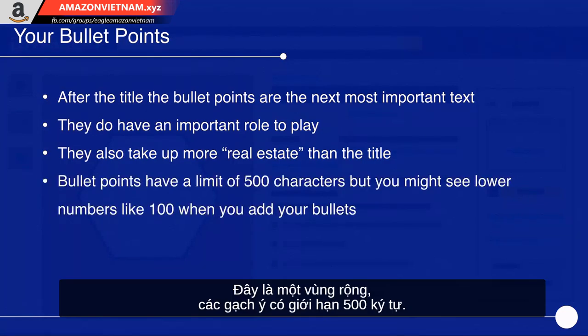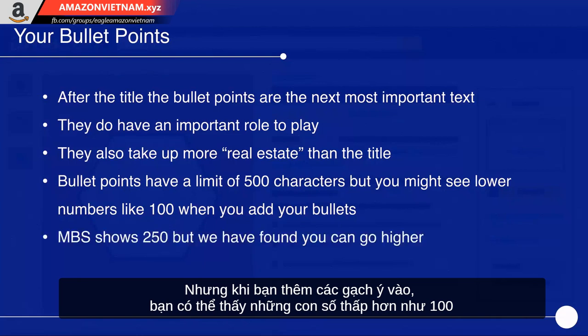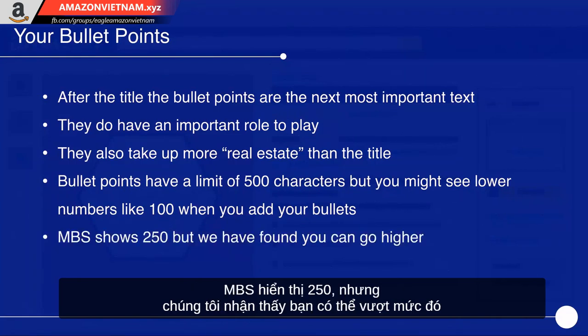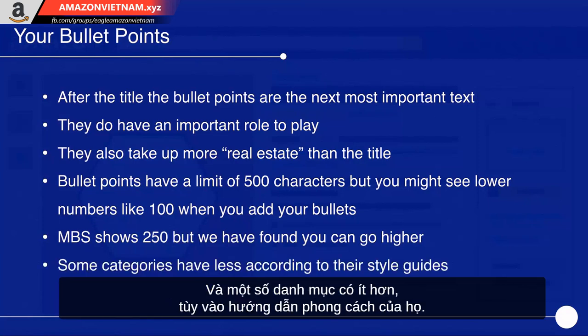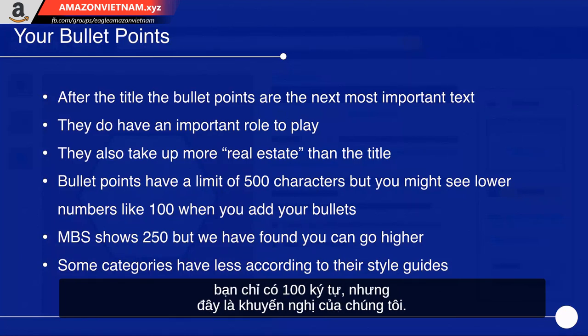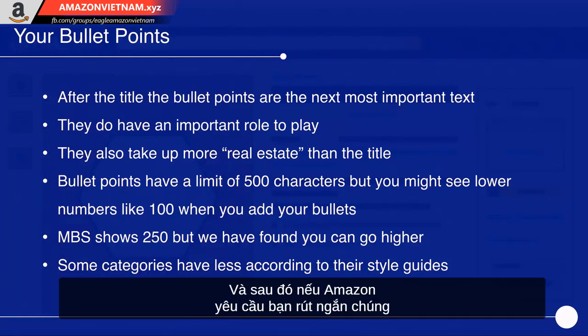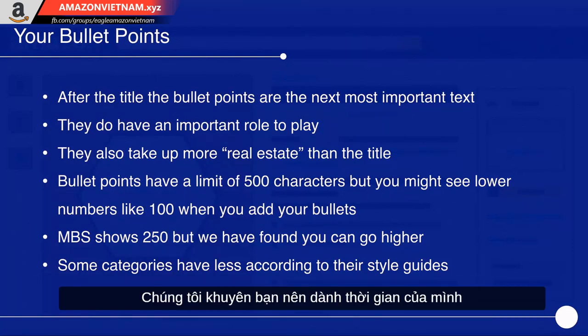This is a grey area, but bullet points have a limit of 500 characters. But when you go to add your bullet points, you might see lower numbers like 100. Now, MBS shows 250, but we have found you can go higher. And some categories do have less according to their style guides. As I mentioned, sometimes you'll go in and it'll tell you you only have 100 characters. But here's our recommendation. Just like the title, you want to write the best bullet points you can. And then if Amazon asks you to shorten them later, then you can go ahead and do that. We recommend you take your time and you want to be using at least 200 characters.